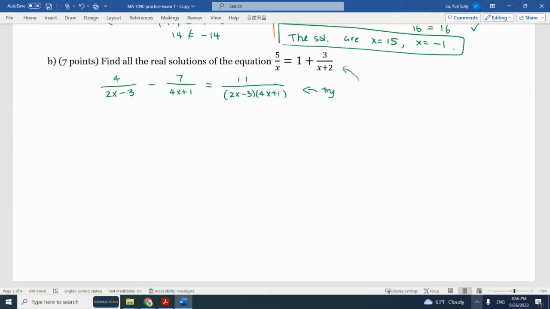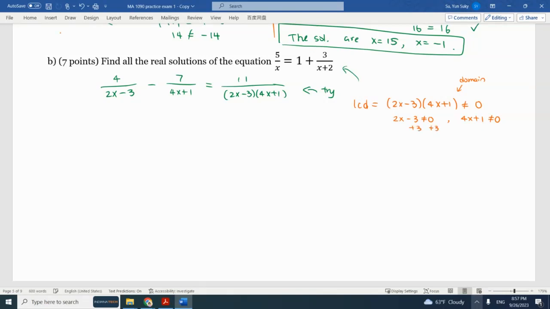First of all, you want to find the least common denominator. The least common denominator you can see here is 2x minus 3 and 4x plus 1. And in order to find the domain, you need the denominators not equal to 0. So you have 2x minus 3 not equal to 0, and 4x plus 1 not equal to 0. And then you solve for x.